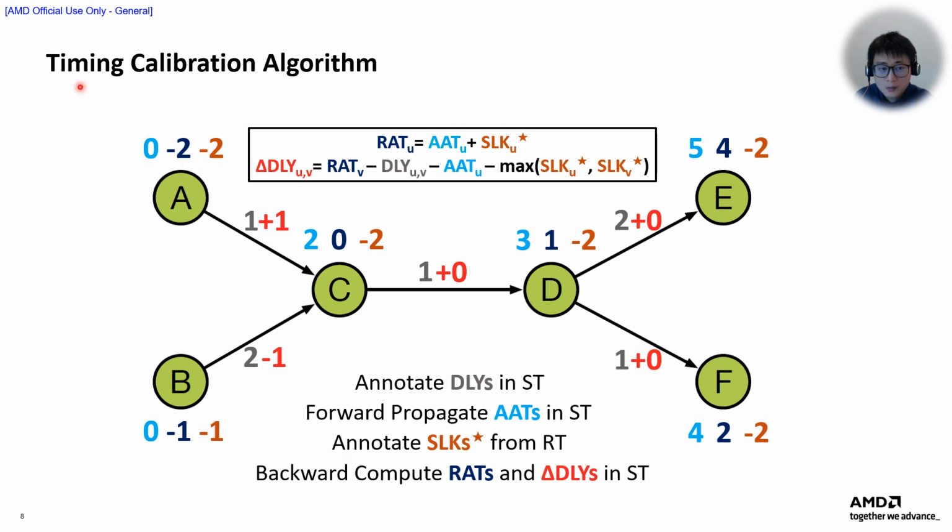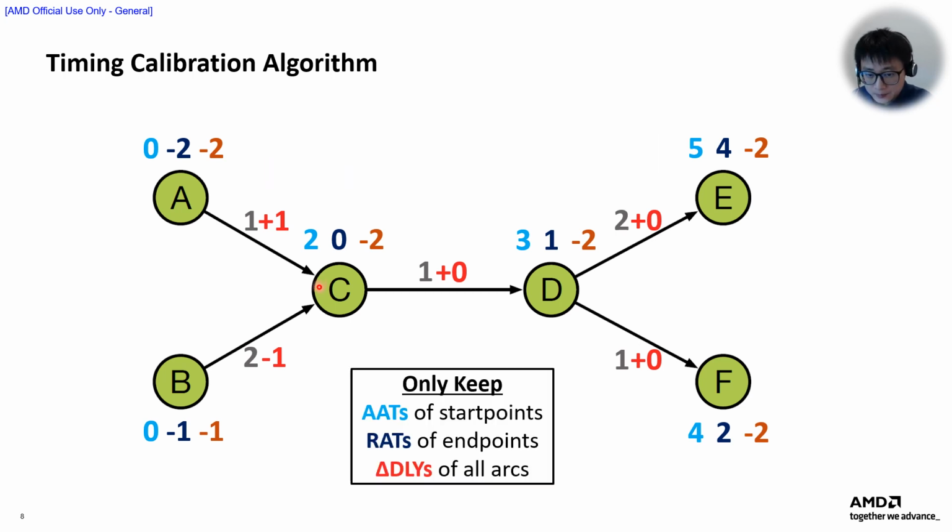And actually, our timing calibration algorithm can automatically capture that by increasing the delay of AC by 1 and decreasing the delay of BC by 1, which makes the connection AC more timing critical in the calibrated simple timer. Hopefully this makes sense.